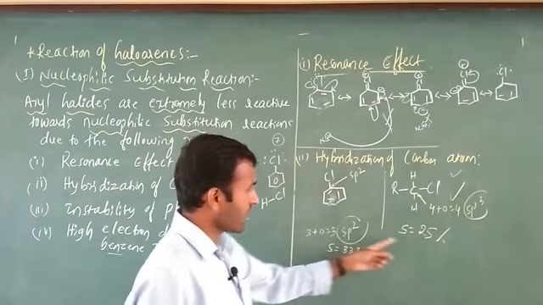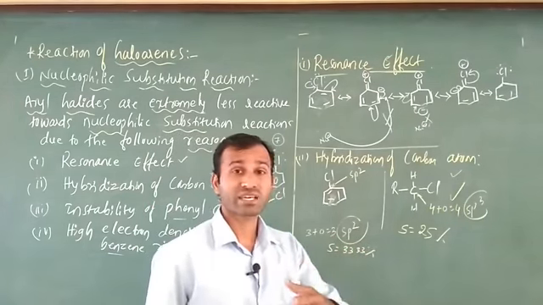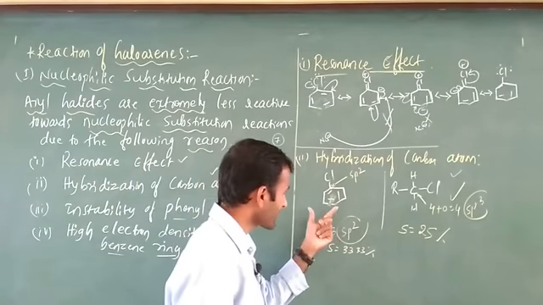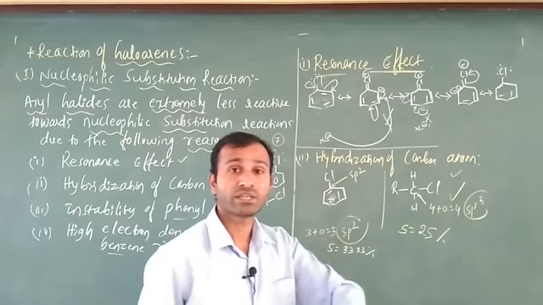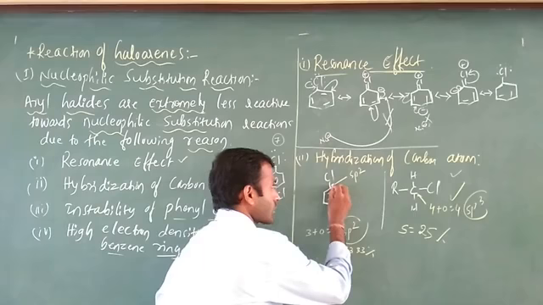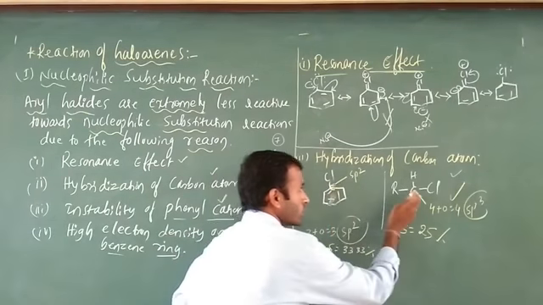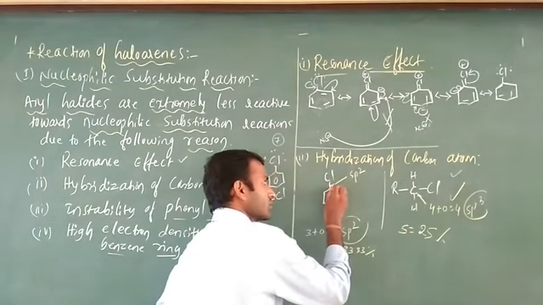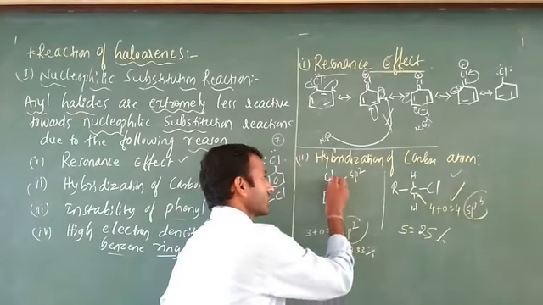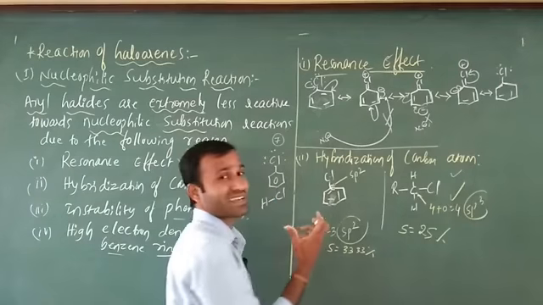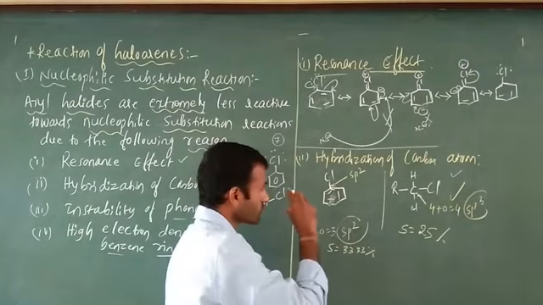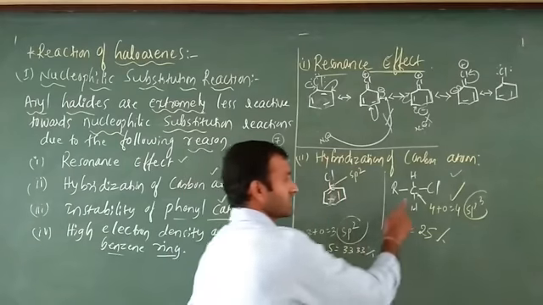33.33% S character. Out of these two, which is having a more S character? Obviously, this is having more S character. If more S character means more electronegativity. More electronegativity means what? Just here, in this case, this carbon is having more electronegativity compared to this carbon. Chlorine is also more electronegativity. In this case, what happened? There is a more attraction between this carbon and chlorine. There is a much stronger bond.